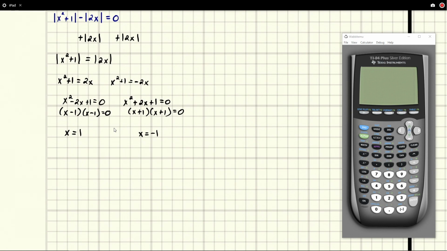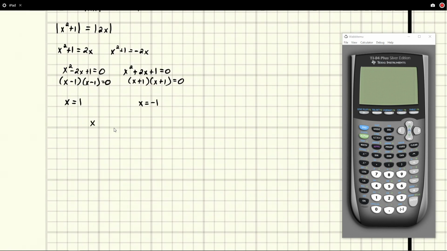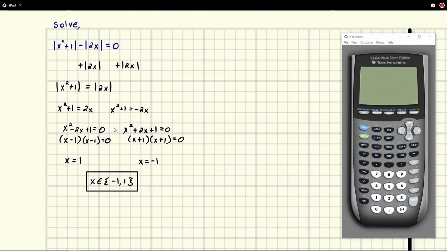So both these values check out, and we would say that the solution set x is an element of the set negative 1, comma 1. And this is how you would write your answer, and it is that simple.